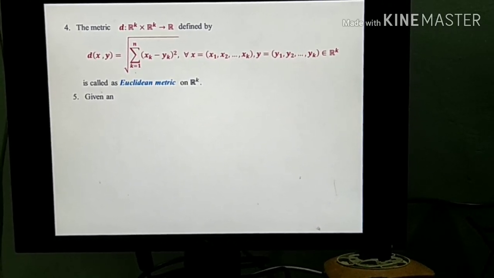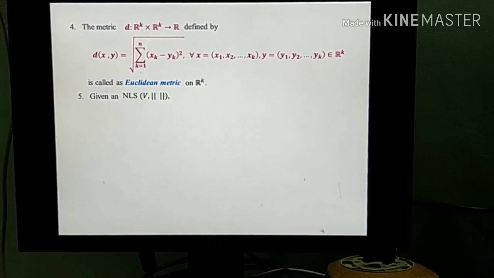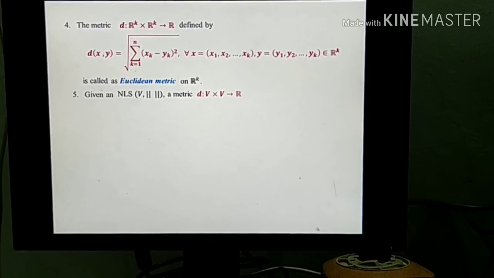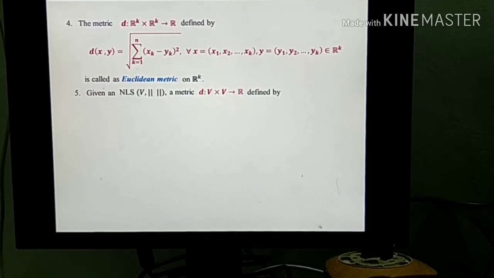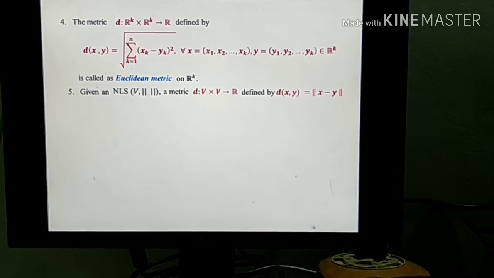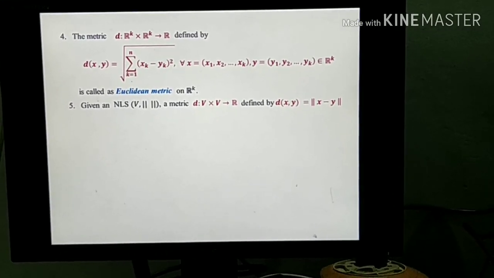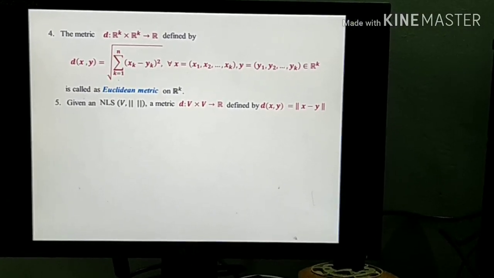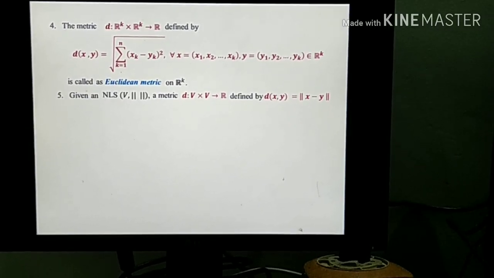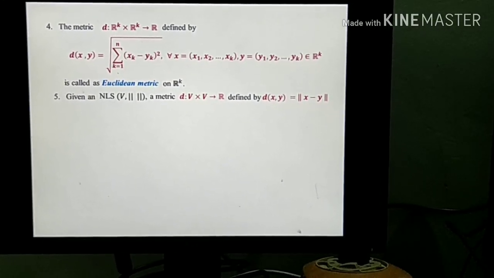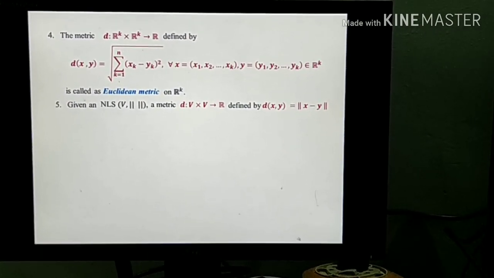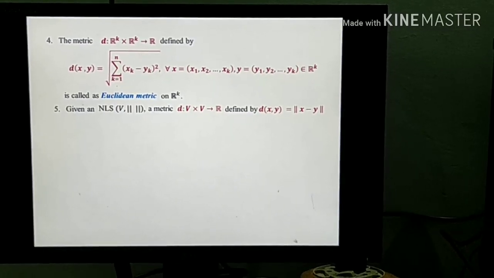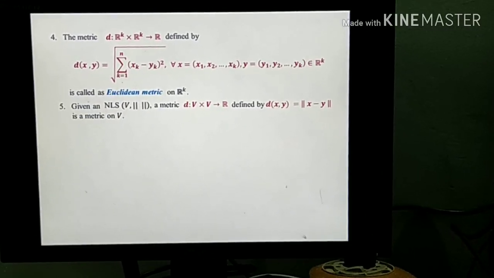Then fifth example, given an NLS, normed linear space V with norm, a metric d from V cross V to R is defined by d(x,y) is equal to norm of x minus y. Now this norm acting on V acts like the absolute value acting on the set of real numbers, and therefore it satisfies all the properties like the absolute value metric on R, and therefore it becomes a metric on the normed linear space V.